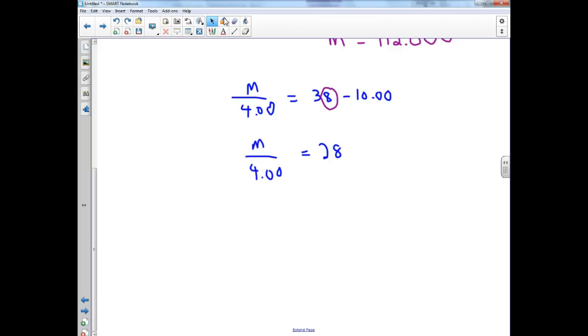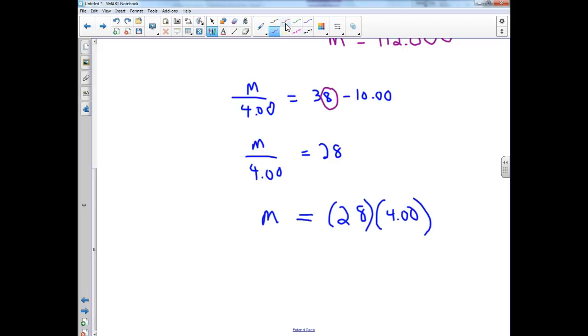Then we have to multiply both sides by 4, right? So now I say M is 28 times 4.00. And what do I do with multiplication? I count the number of sig figs. This has 2 sig figs. This has 3. I'm not lining up the decimal place, I'm just counting. And so when I get my final answer of 112.0, let's add some zeros to show the rounding process.